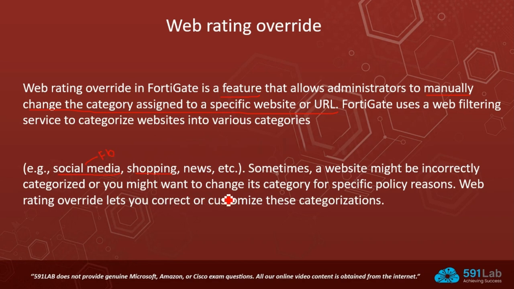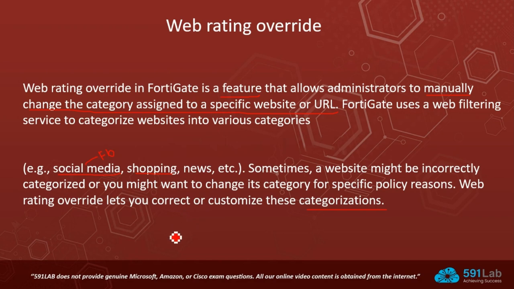Web rating overrides mean it can correct or customize this categorization. That means if a website is incorrectly categorized by the FortiGuard web filtering service, like a business site is categorized as social media, you can override the rating to place it in the correct category.